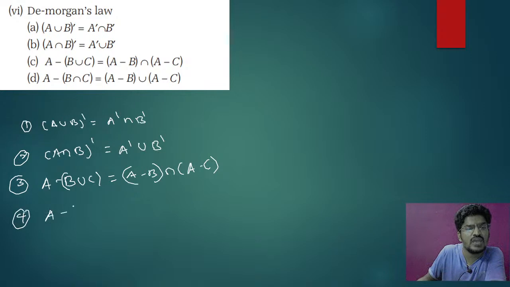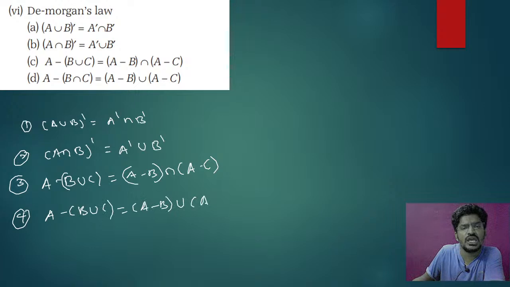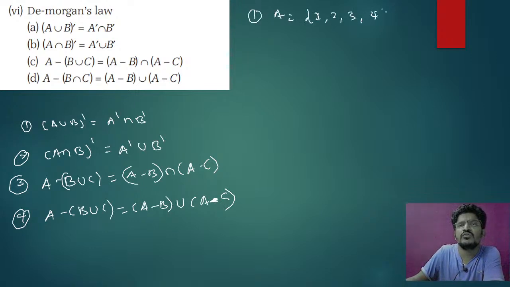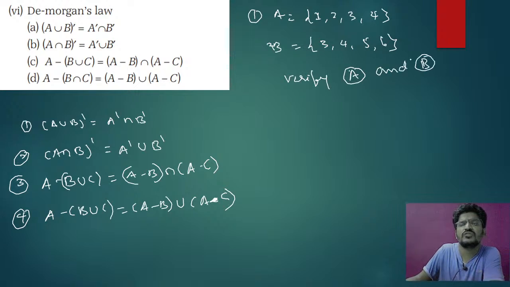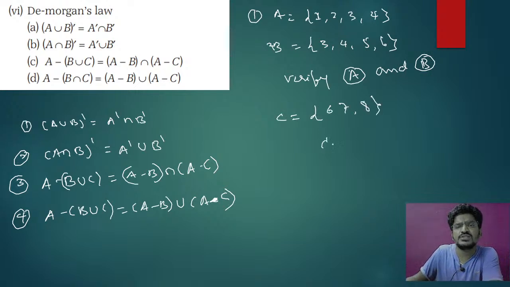And the fourth one: A minus (B union C) will be equal to (A minus B) union (A minus C). So please take A as {1, 2, 3, 4} and B as {3, 4, 5, 6}. Verify A and B. Take set C equal to {6, 7, 8} and verify C and D.